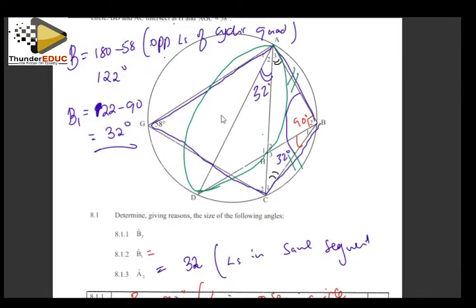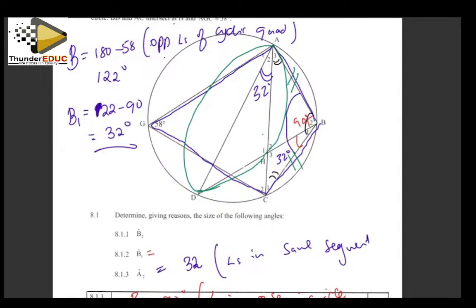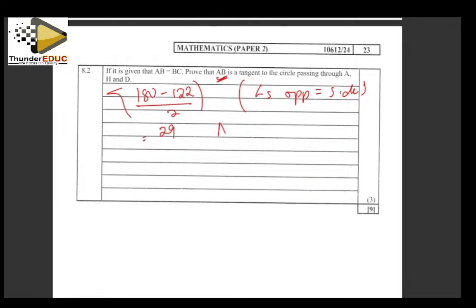Do we know those angles A3 and C1? We don't know. Let's get them. It's 180 minus 122 divided by 2. The reason is going to be angles opposite equal sides. So that's 58, which gives me a 29. So if that is a 29, it simply means that A3 is a 29 and then C1. A3 equals C1 equals 29 because of the condition they gave us.